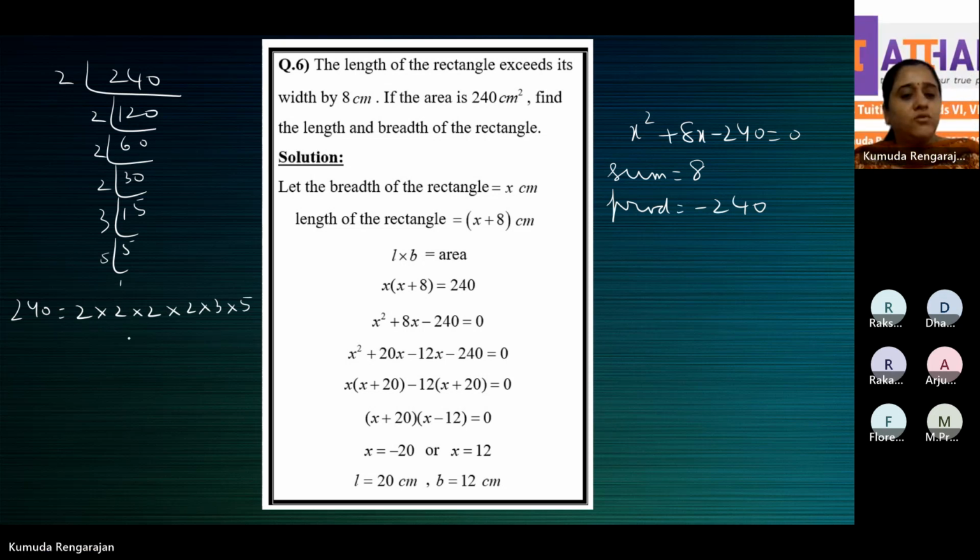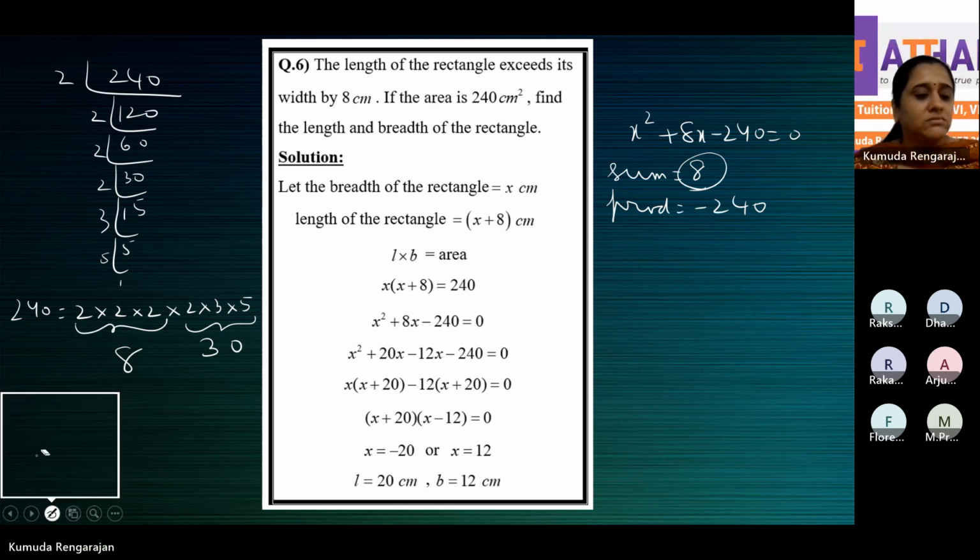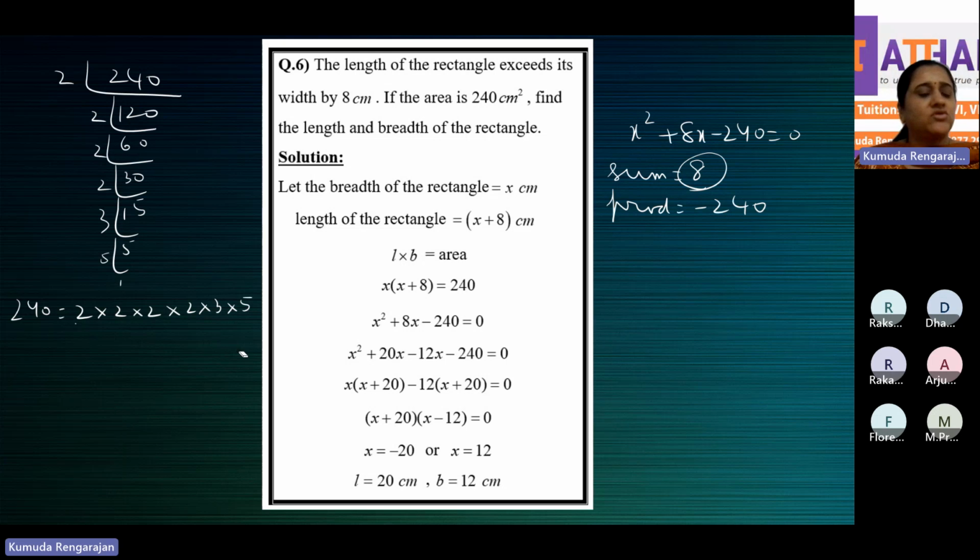Correct? Now you should make groups, and you must get the sum as 8. Supposing you take this one and this one, so what is it? 8. And here it is 30. But what will 30 and 8 give you? 38 or 22? 30 plus 8 is 38, 30 minus 8 is 22. No, you want 8 as a sum. So like this, you should keep going, children, and make different combinations.